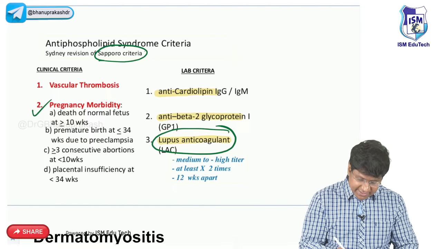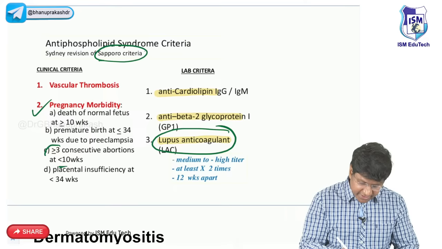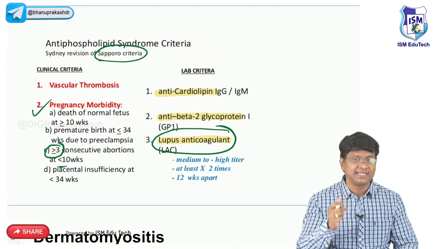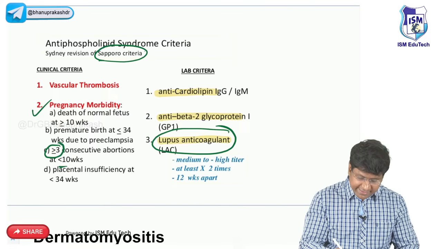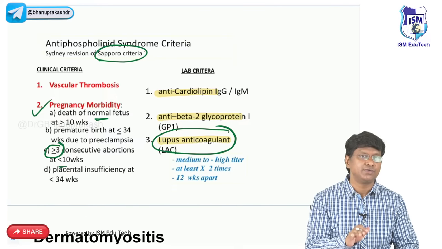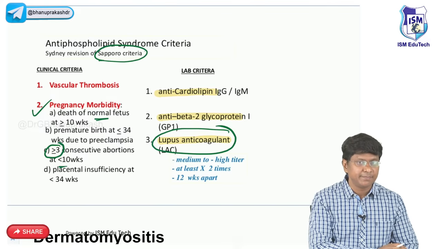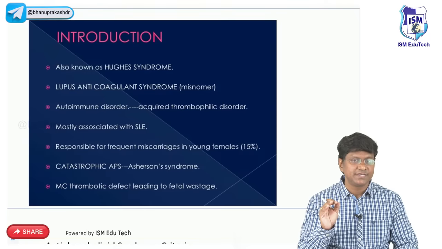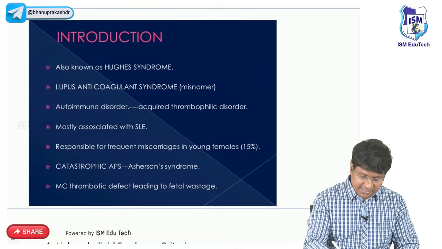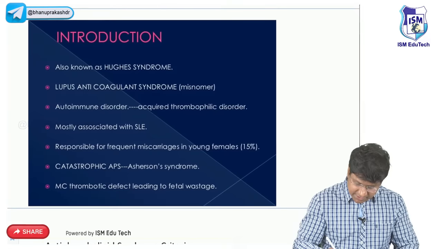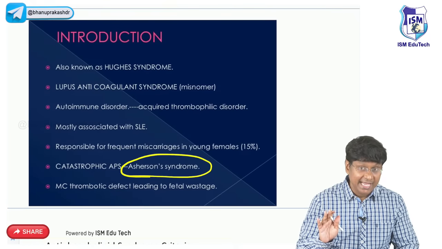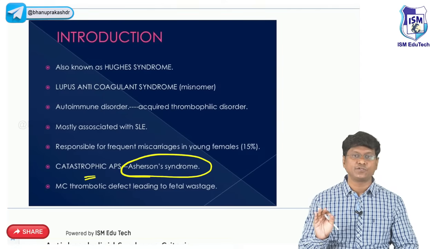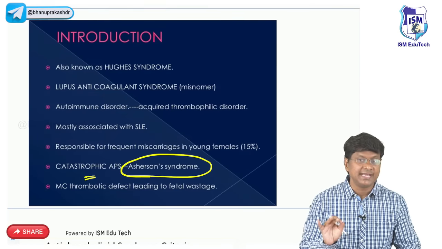If the individual is at less than 10 weeks, the number of abortions should be more than or equal to 3, right? More than or equal to 3 consecutive abortions at less than 10 weeks. That is one criteria. Or death of a normal fetus at more than or equal to 10 weeks. That is another important criteria for pregnancy morbidity. Okay, and we have one important terminology in APLA syndrome, called Asherson syndrome. That tells you it is a catastrophic antiphospholipid antibody syndrome.